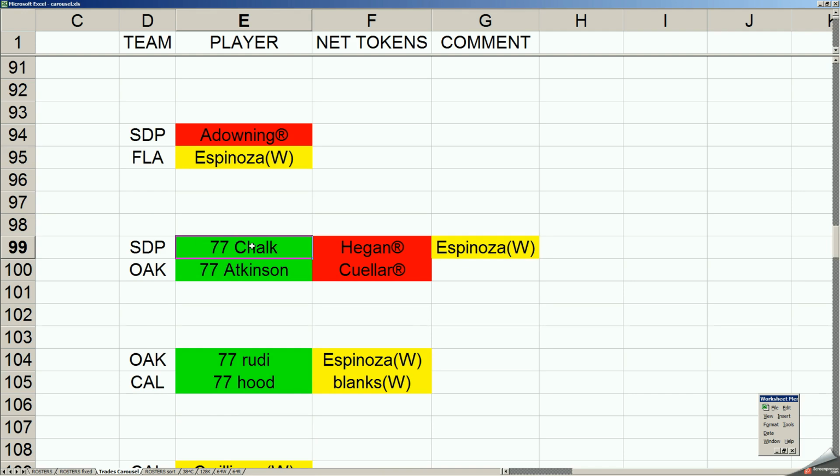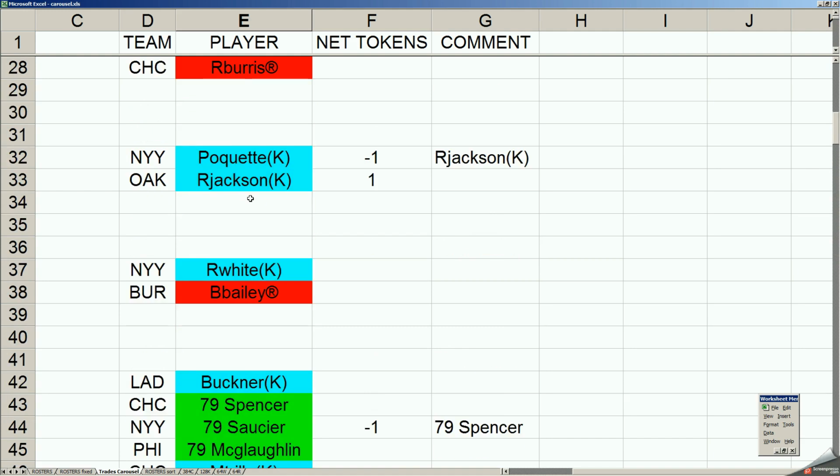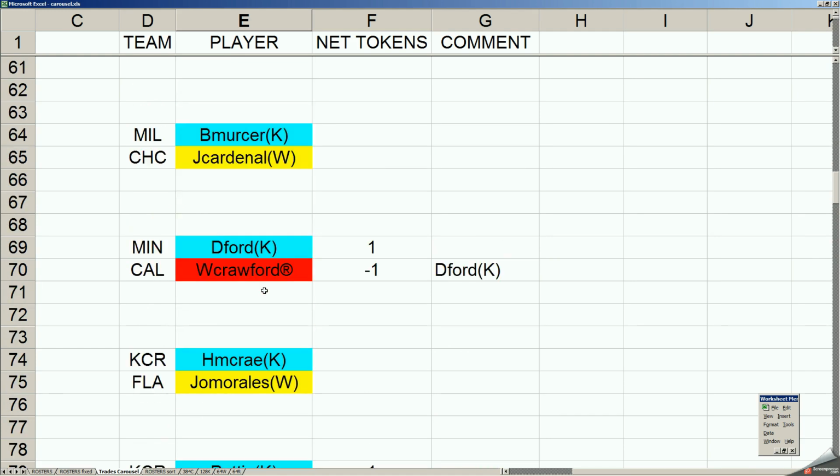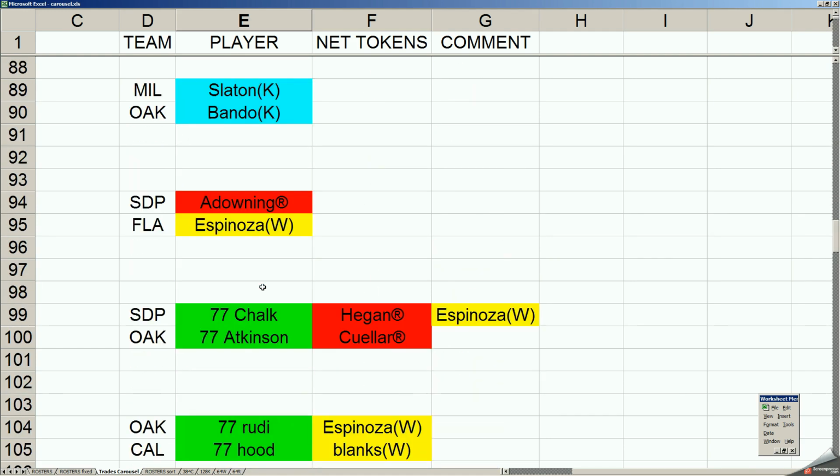And the reason this is green, this is the actual card, just like they were up here. You know, when it has the year, that means it's the actual Strat card. It doesn't mean like a draft pick. So they're actually giving Oakland a third baseman to replace Sal Bando here for a reliever, Atkinson, and a retired player.